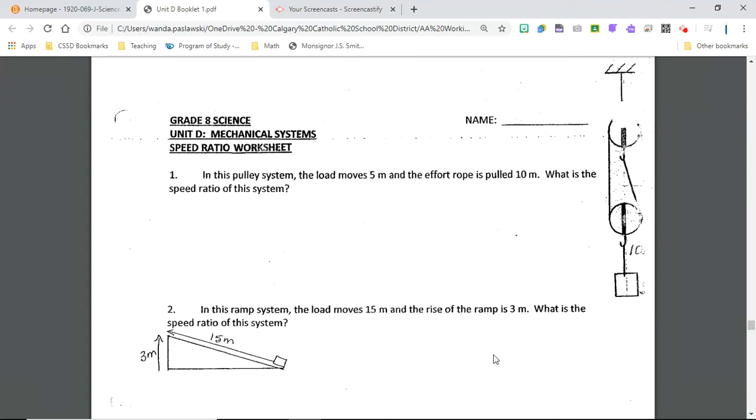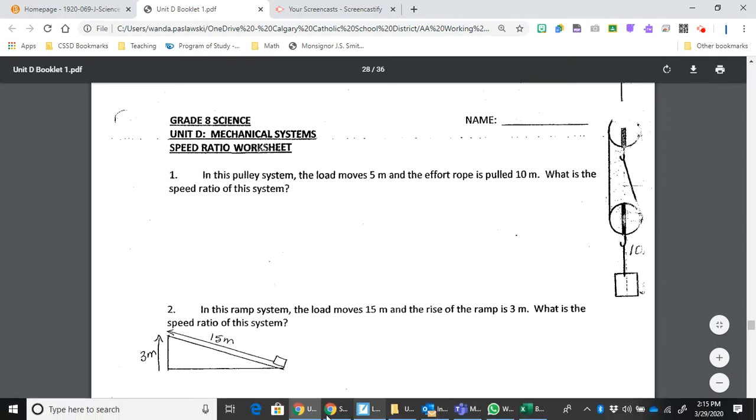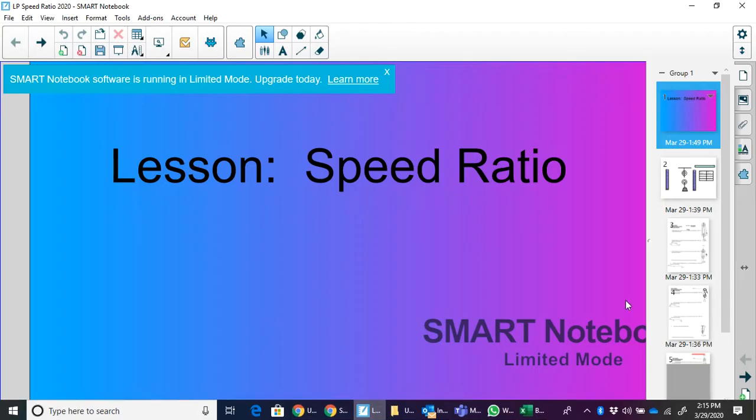Hi, grade 8s. Today we're going to do the speed ratio lesson. So we can turn to this in your booklet.